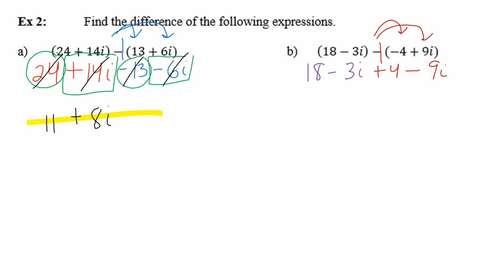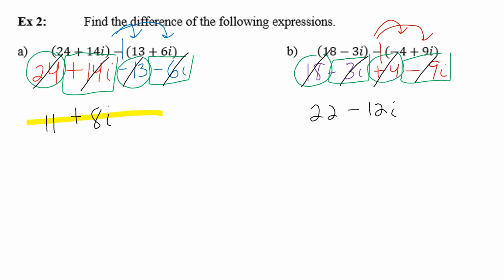Then we're going to go ahead and combine like terms. So 18 and positive 4 are both constants and real. Minus 3i minus 9i, both imaginary. Combine the real first. 18 plus 4 will give us 22. Negative 3i minus 9i will give us a negative 12i for a final answer of 22 minus 12i.